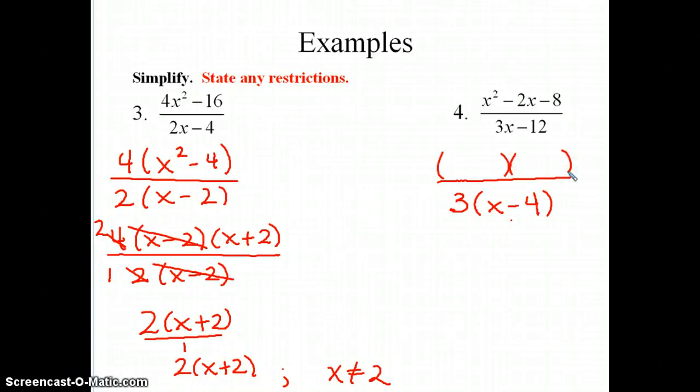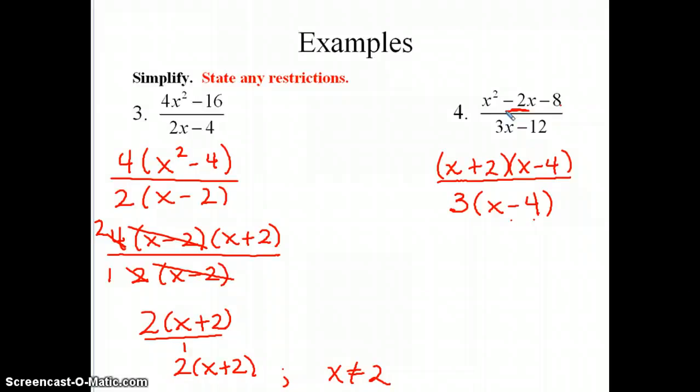So I see I have a negative 4 in the denominator, and I know negative 4 is a factor of negative 8. Negative 4 times a positive 2 gives me a negative 8. And in the middle, I need a negative 2x. So I recognize that negative 4 plus 2 will give me my negative 2x, so I have it factored completely.